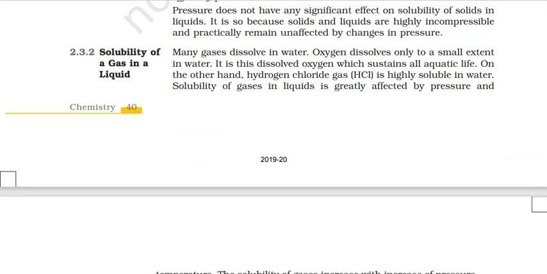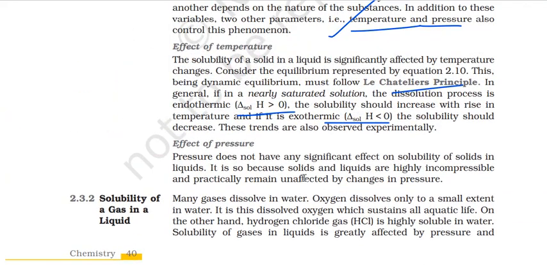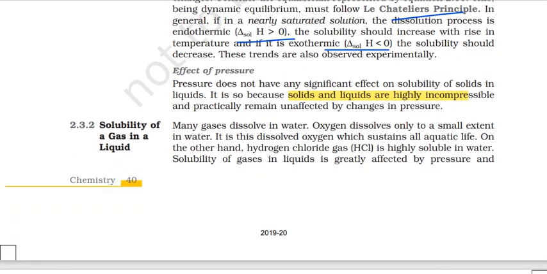the effect of pressure. Pressure does not have any significant effect on solubility of solids and liquids. Okay, solids and liquids are highly incompressible and practically remain unaffected by changes in the pressure. Lekin jab hum gas aur liquid ka solubility dekhenge, tab pressure will have a role to play. But not here. Why? Because usually jo hamare solids aur liquids hote hain, dono hi incompressible hote hain.